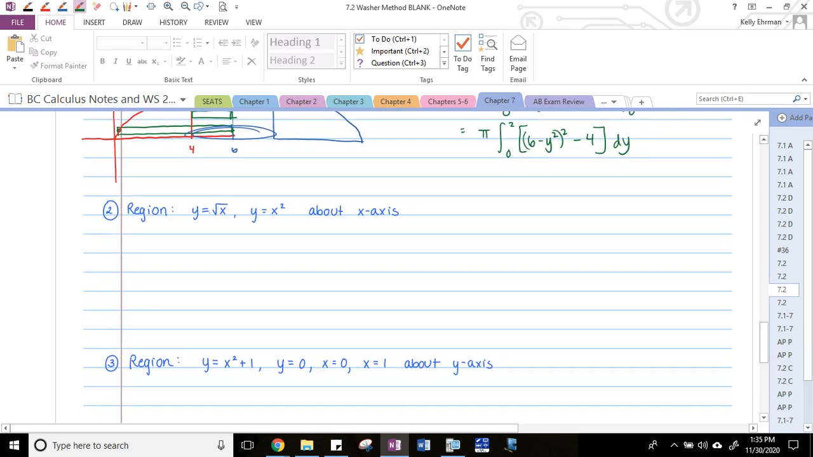All right, y equals square root of x, y equals x squared, rotate about the x-axis. So let's sketch the graph first. Square root of x, something like that. X squared, something like that. Probably need to know where they meet, right? Obviously 0, 0. This point right here is 1, 1. And if that weren't obvious, then we would have to solve it algebraically, set them equal to each other.